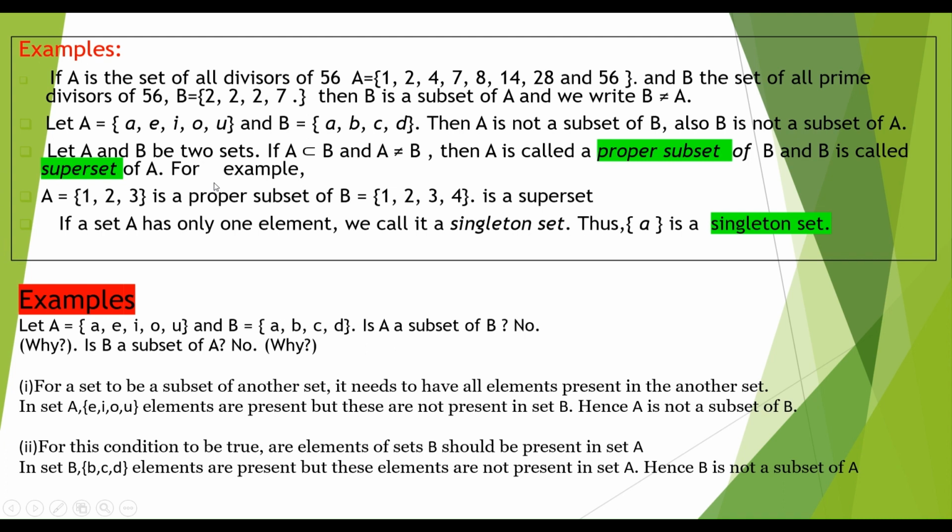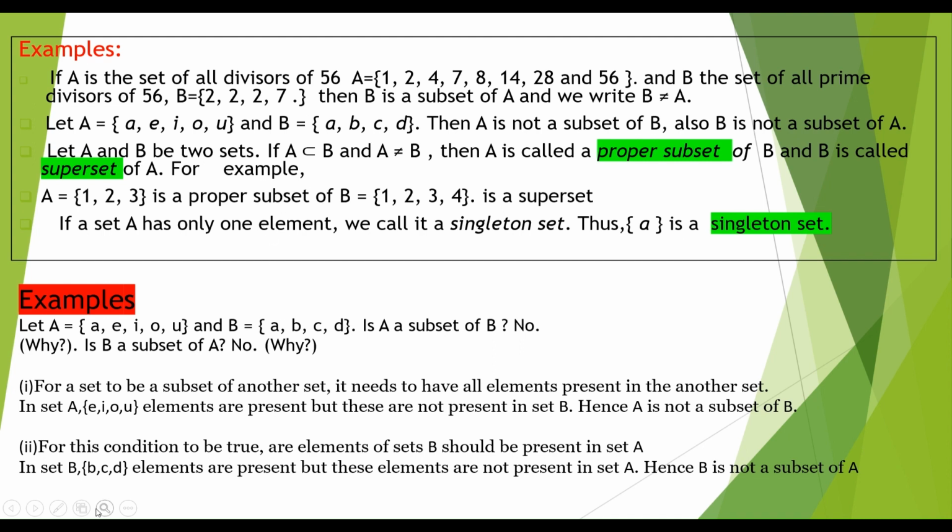Then we can see this with an example. If A is equal to {1, 2, 3}, it's a proper subset, and B is {1, 2, 3, 4}. This is a superset. A is a subset of B, and we call A a proper subset and B a superset. If set A has only one element, we call it a singleton set. I hope you're clear with this.